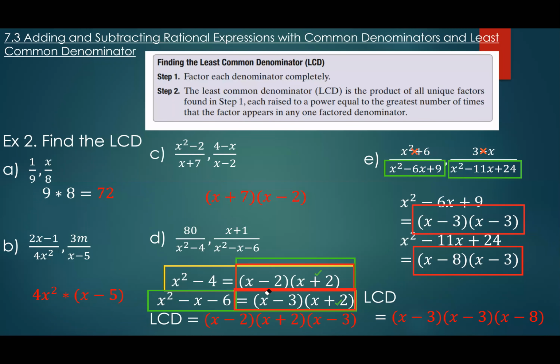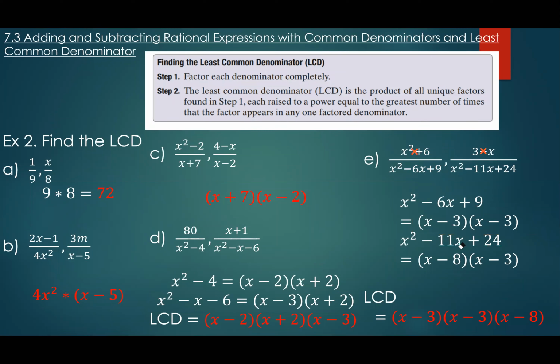To find the LCD with this kind of problem, the first thing we need to do is factor them out. And then once you factor them out, you put the factors together. If they repeat at a different location, we use it only one time and not double.